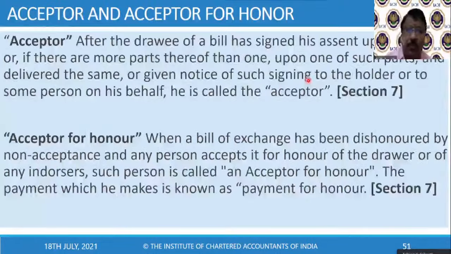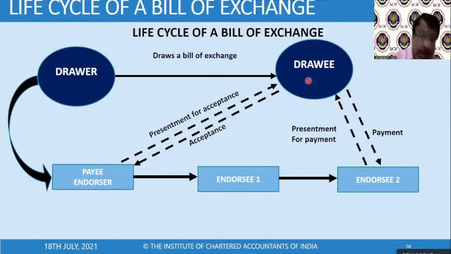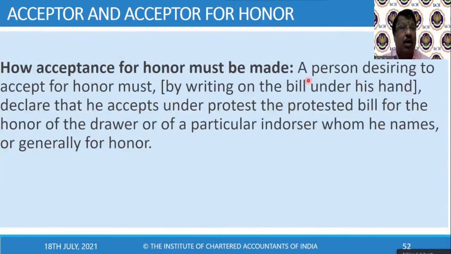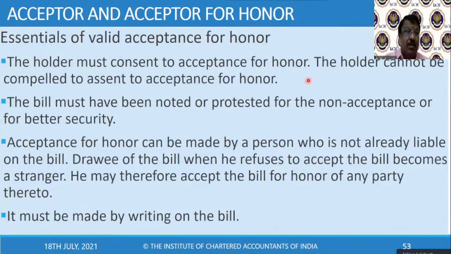Are you able to understand? When originally the bill was presented, he didn't accept it. Subsequently, it was endorsed. He accepts it, because by not accepting it, he becomes a stranger. Now he can become an acceptor for honor of the drawer. Got it? He becomes an acceptor for honor of the drawer or the endorser.